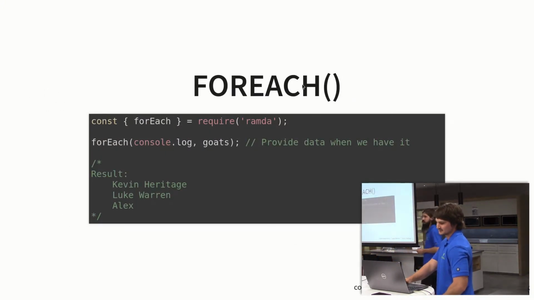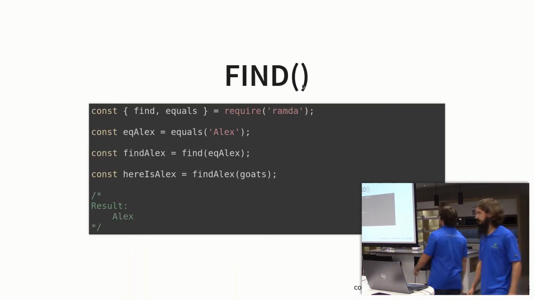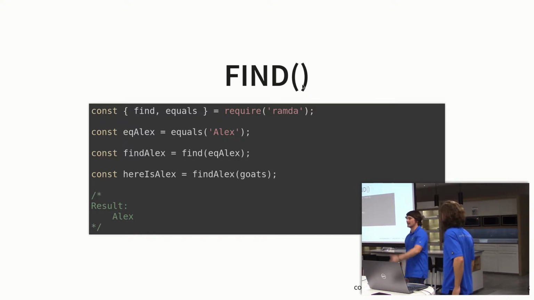The forEach is also really simple. We're just logging out our goats, and that's pretty much it. Really simple. Cool. So I really like this example. It's like how Ramda starts to get really useful.